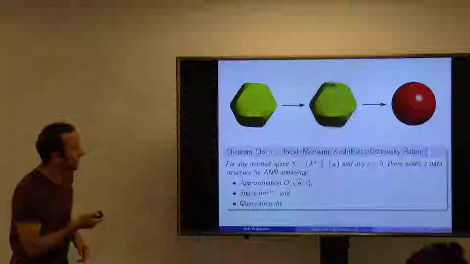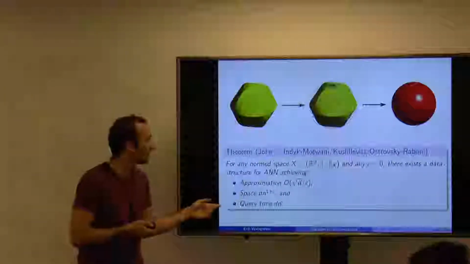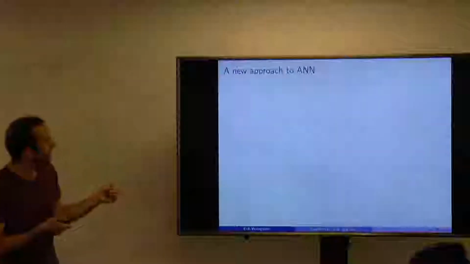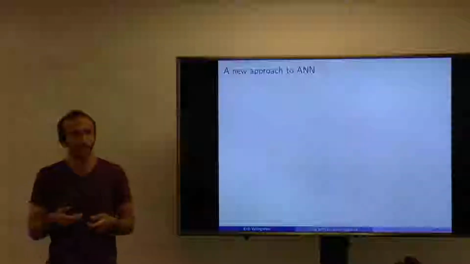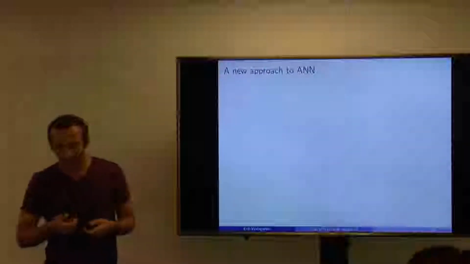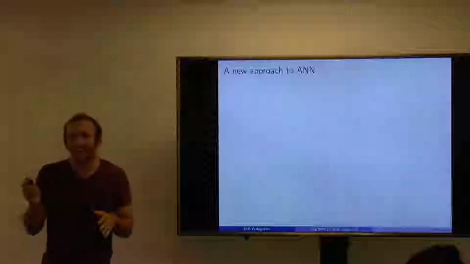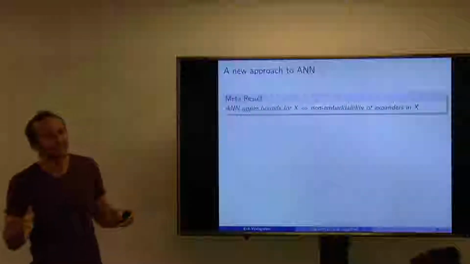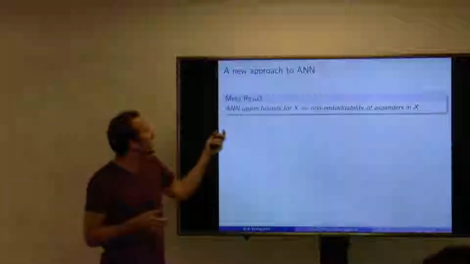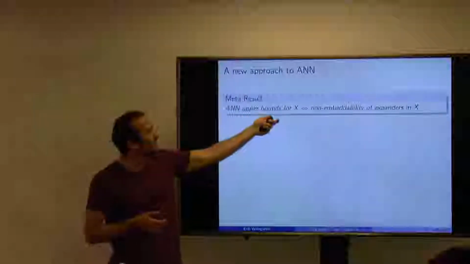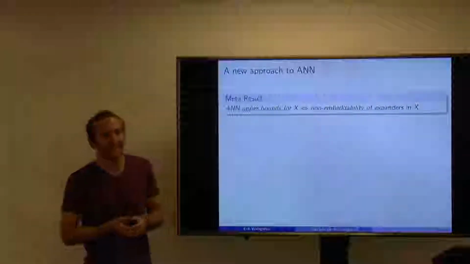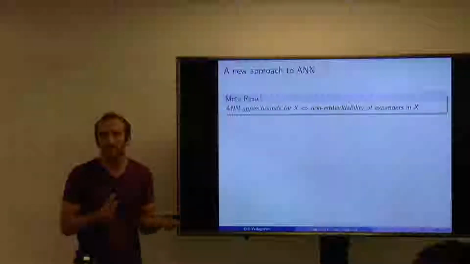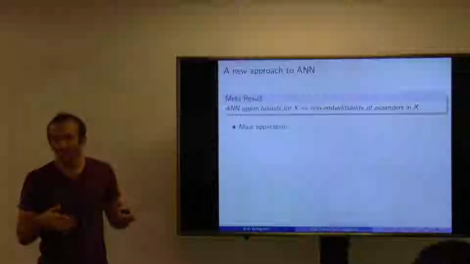Good. So right, so that we can already do for square root d. And the goal of these two works has really been to take a new approach to solve these ANN problems. And at a very high level, the meta result is the following: we'll try to get upper bounds for ANN for a particular norm space X by studying the non-embeddability of expanders in X.